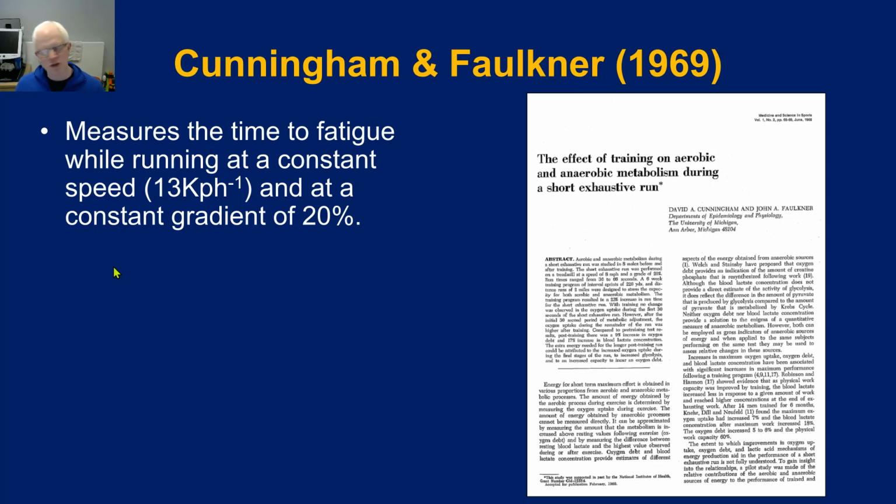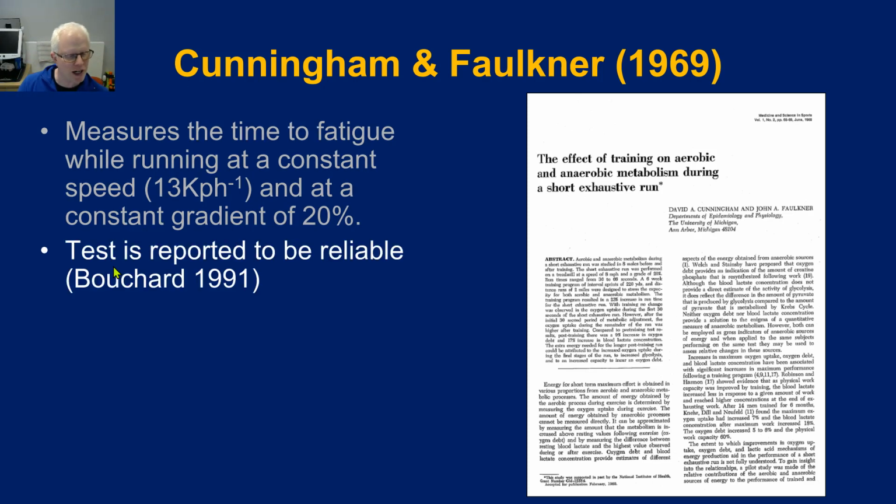And all the participant has to do is run to exhaustion. That's all they've got to do. And the parameter that is measured or recorded in this is time. So it's just literally how long can somebody go for at 13 kilometers an hour at a constant gradient of 20%.